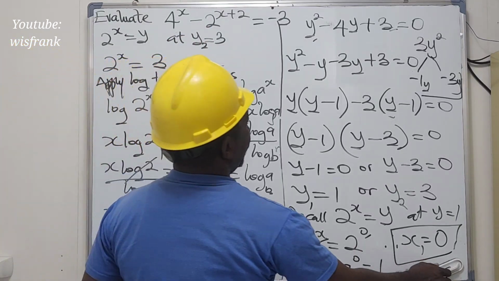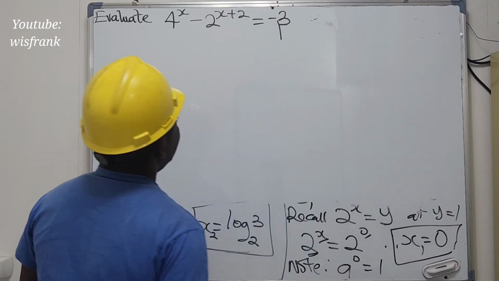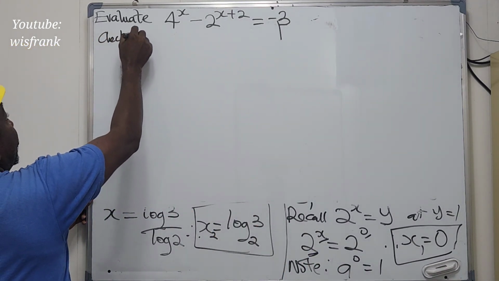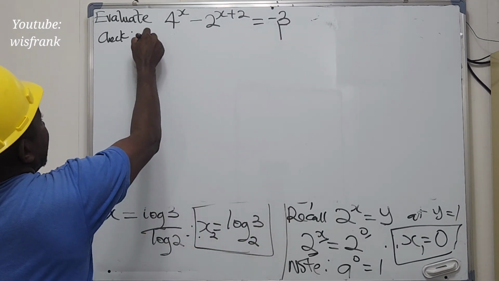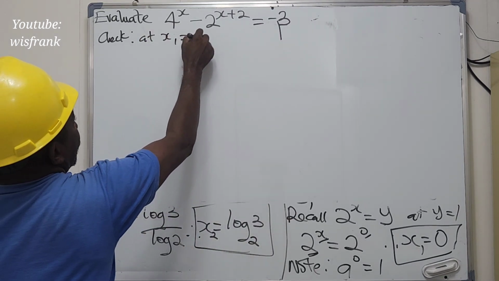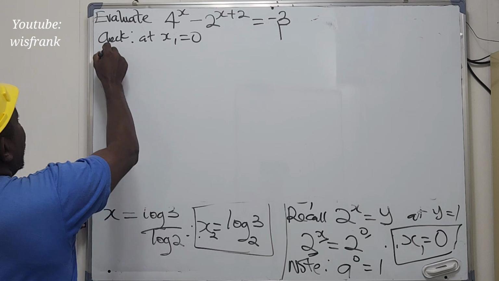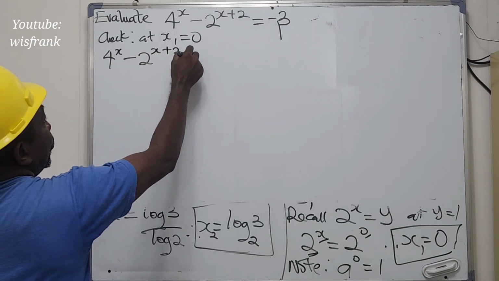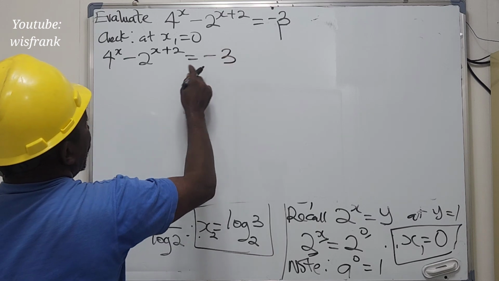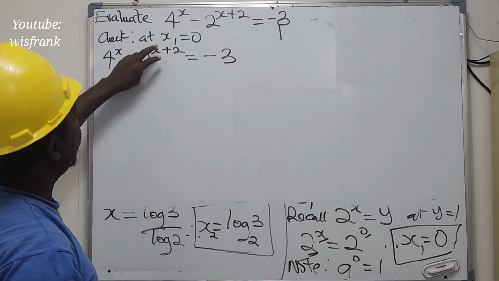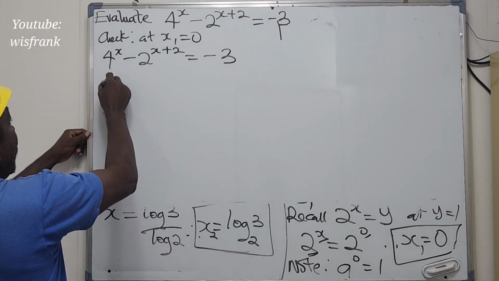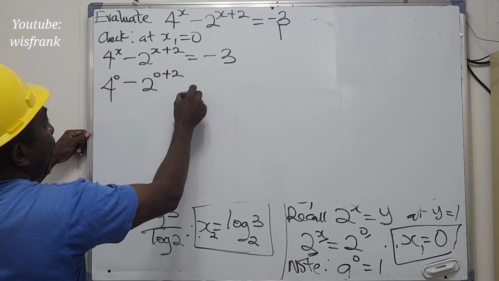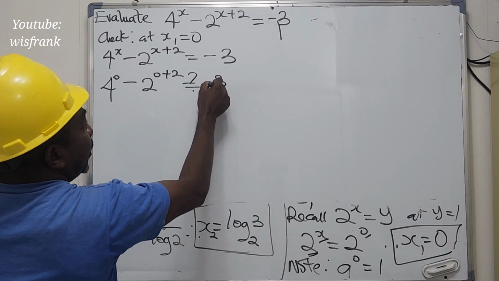Before we do that, we need to clean this before we continue. So here we need to carry out a check at x1 equals 0. In this case, we have 4 to the power of x minus 2 to the power of x plus 2 equals minus 3. When substituting the value of x1 in this equation, we get 4 to the power of 0 minus 2 to the power of 0 plus 2. Will this equal minus 3?